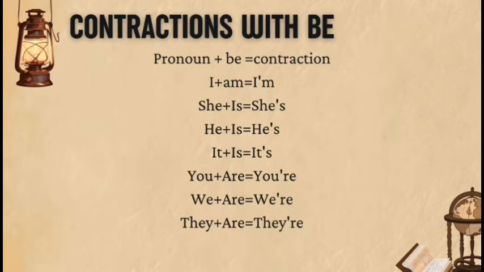Contraction with be. When people speak, they often push two words together. A contraction is two words that are pushed together. Pronoun plus be makes a contraction. Contractions of a subject pronoun plus be are used in both speaking and writing. The mark in the middle of a contraction is called an apostrophe.